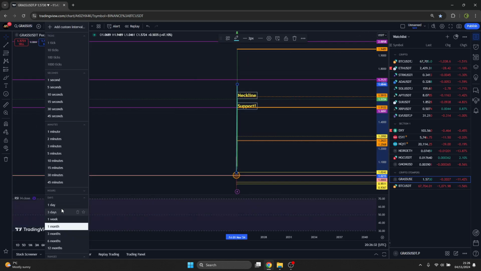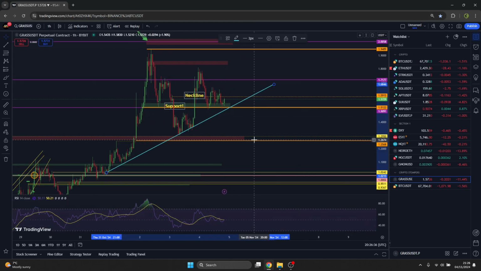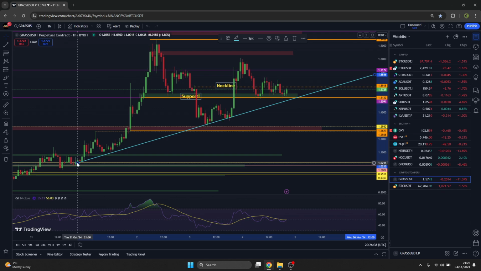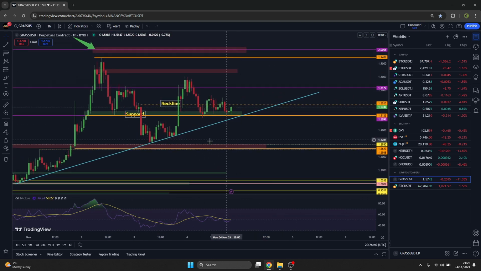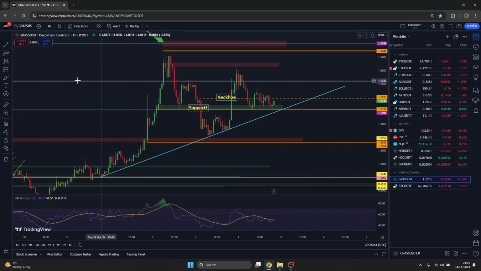Oh, not 1 month. Hours, come on. So let's go to 1 hour and see how this looks. So look at this, right? We are perfectly moving upwards, so we're still bullish. Some people would say, oh, we're going bearish, we just resisted, we're going down. No, we still haven't broken a structural break on the 1 hour time frame.